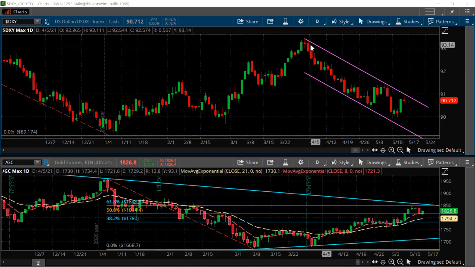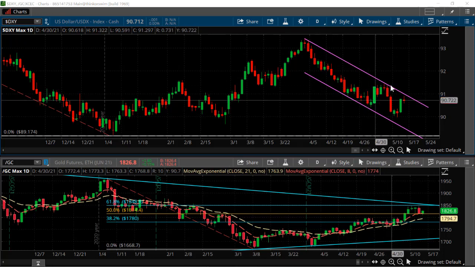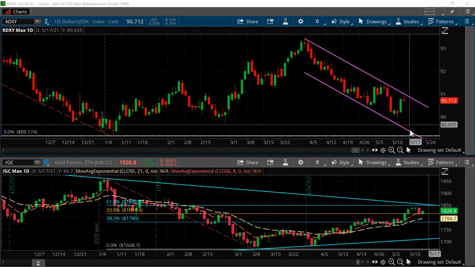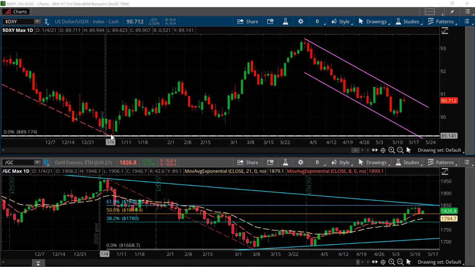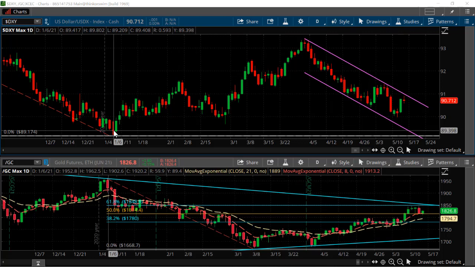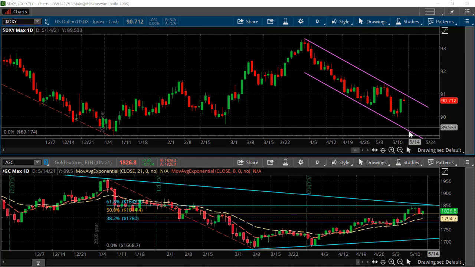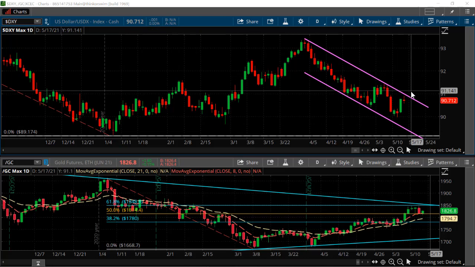You can see here this is a channel. This is the dollar, and it's been gradually going down within this channel. Now, at the top of the channel, it looks like it's turning back down, and if that's the case, that's going to push gold higher. Back in about January 6th, 2021, the dollar made a low and gold made a high. So we've got potential for the dollar to go lower, and this will also be supportive for gold to the upside.